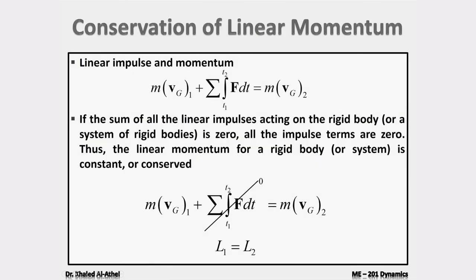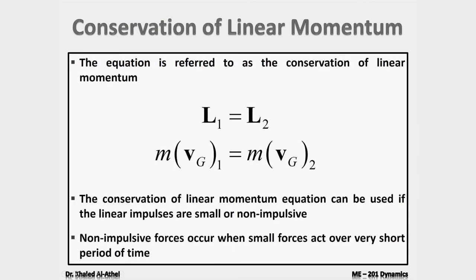If you remember, for the linear impulse and momentum of a rigid body, we use the velocity at the center of mass: mvG1 plus the summation of the impulses equals mvG2. If the sum of all linear impulses is 0, or I have no impulses acting on the system, then this is cancelled and we end up with L1 equals L2. So the linear momentum does not change. Therefore, mvG1 equals mvG2, and this is the conservation of linear momentum.